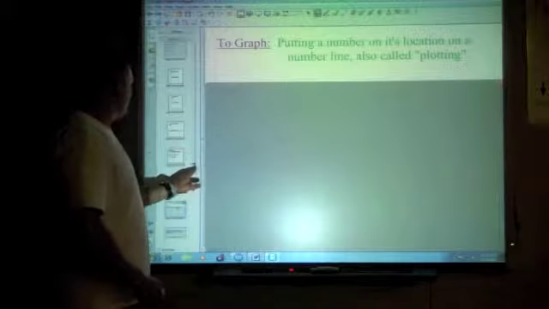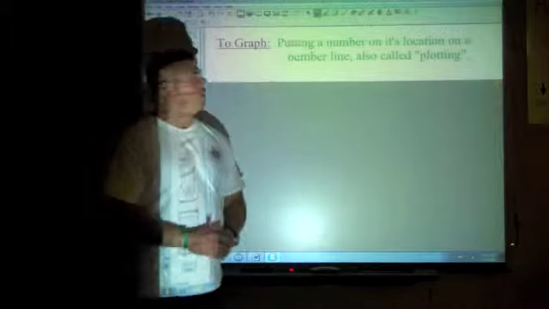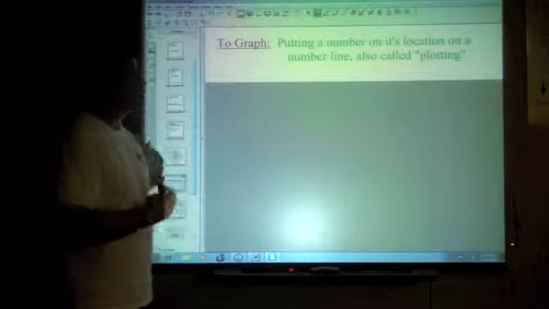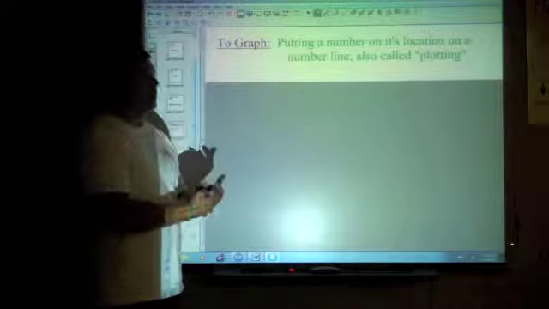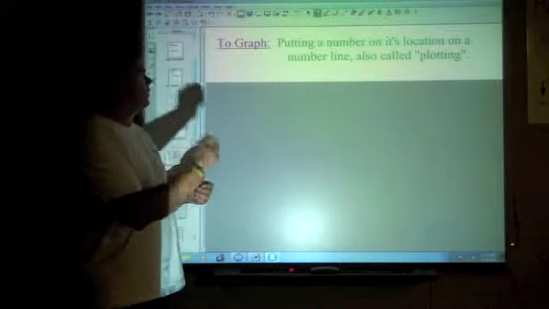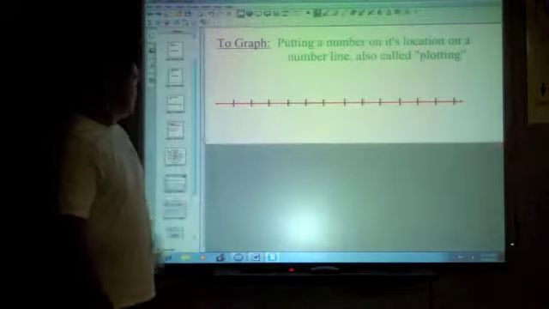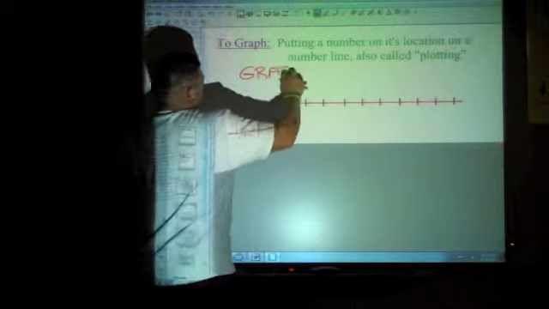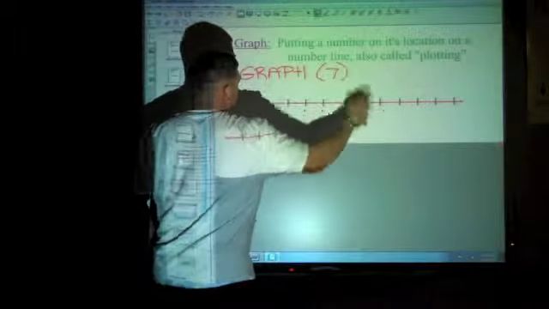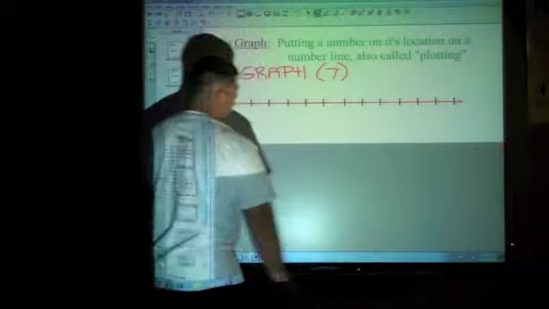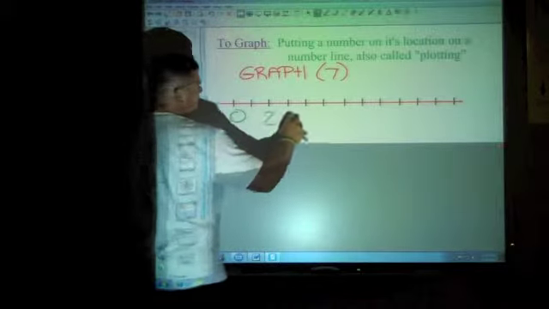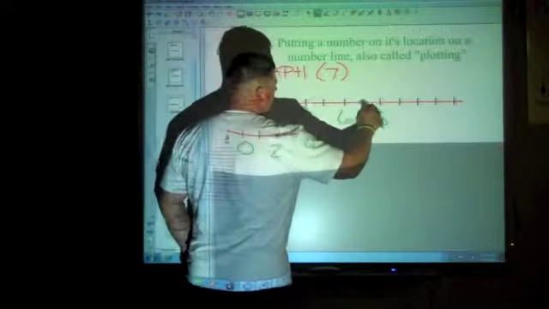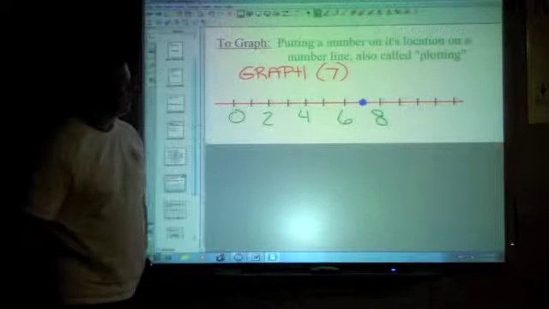Now, graphing means to put a number on its actual location on the number line. We also refer to this as plotting. So if you're being asked to plot a point or plot a number, you're being asked to put a dot on a number line where that number would go. So here's a number line, and I can label it any way. If I was supposed to graph 7, say I had to graph 7 on a number line. Well, I would label the number line 0, 2, 4, 6, 8, which means 7's right here. I would put a dot at the location where that number goes.